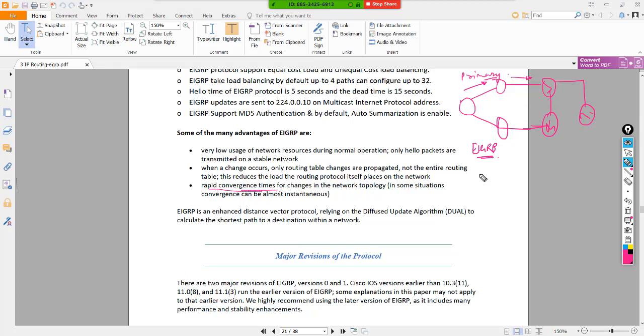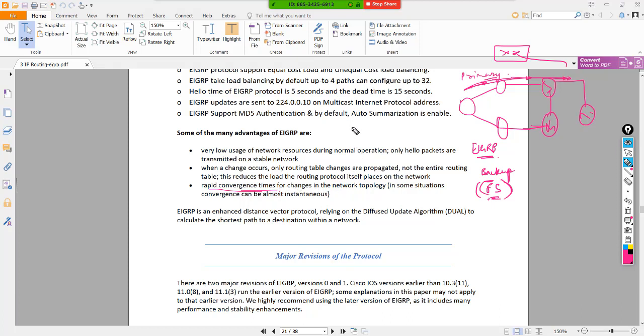EIGRP is going to keep a backup path as well, and that's called a feasible successor. I'm just writing a short form here. Now this feasible successor will not be inside the routing table. Only your best route will be put in the routing table. If that is going down, your backup, which is also called the feasible successor, will be put into the routing table. That's why it's called a faster convergence protocol.